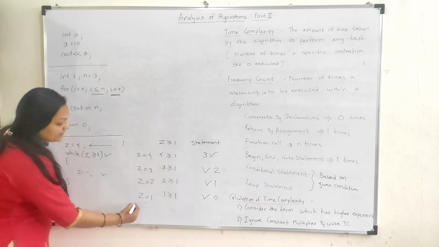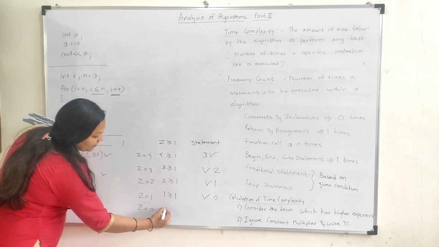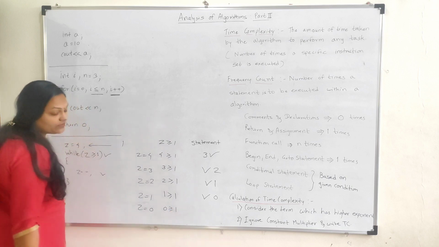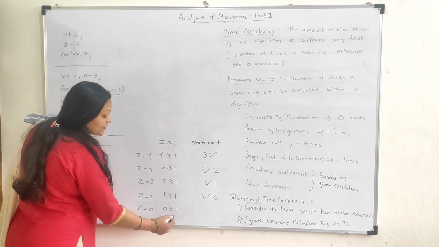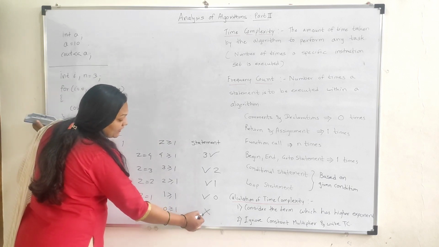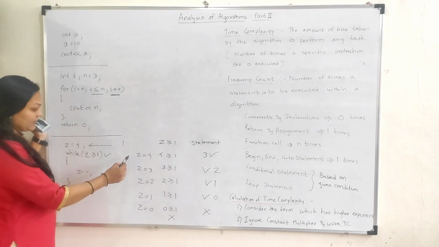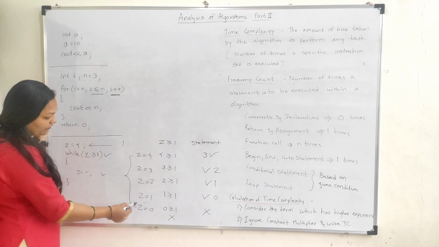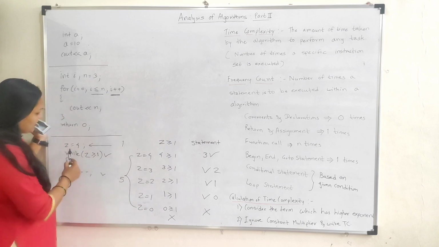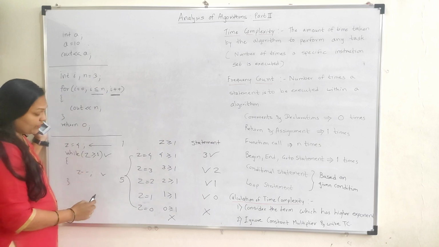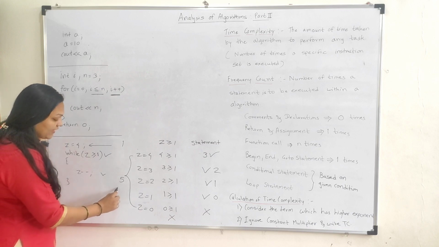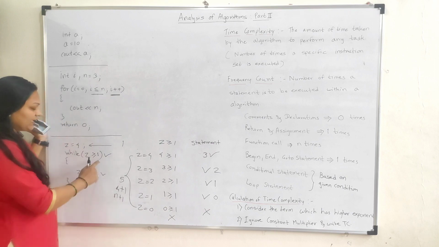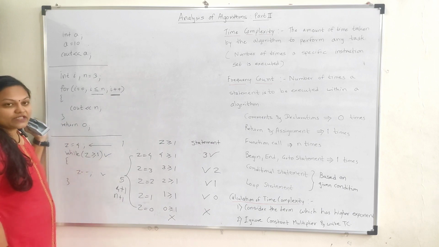So again it will check the condition. The value of z is 0. Is 0 greater than or equal to 1? No, this condition is not true. This will not execute. So how many times will this condition execute? 1, 2, 3, 4, 5 times. 5 times, and the value of z is 4. So in a generalized way we can write this as 4 plus 1. In a generalized way, n plus 1 times this statement will execute.